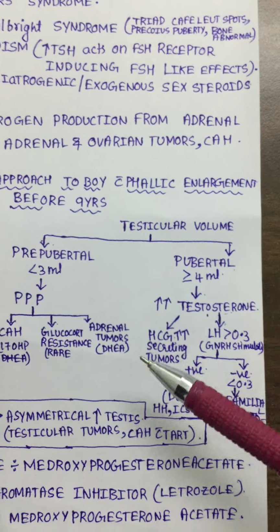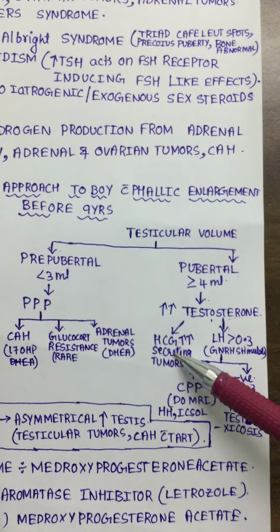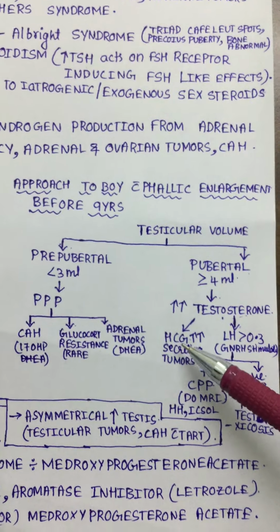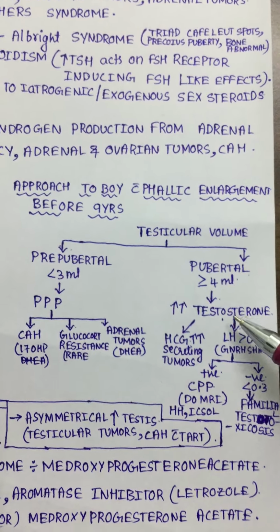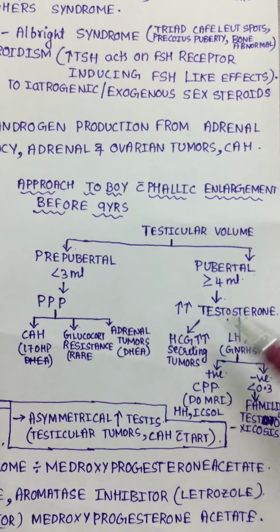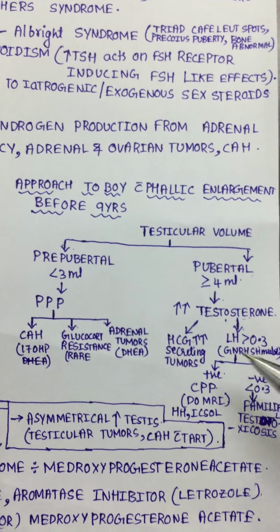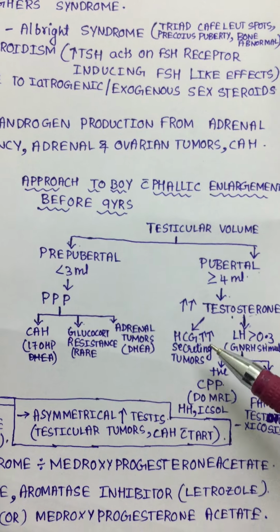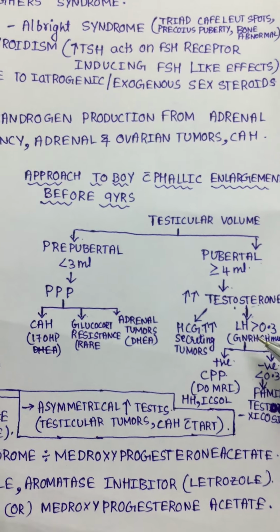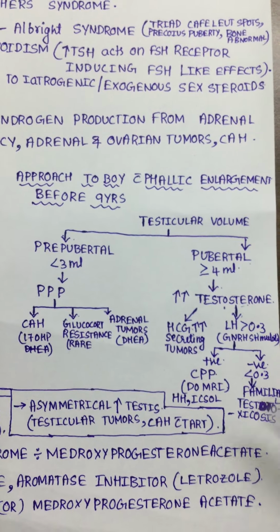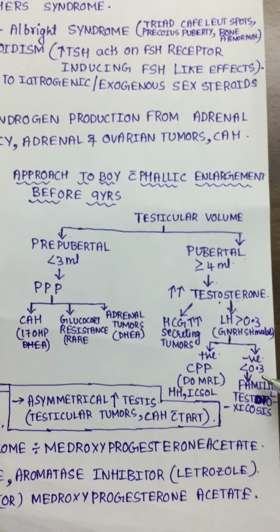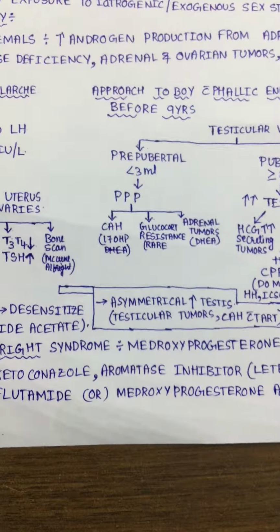So here testotoxicosis and these are the causes of peripheral precocious puberty, but the testicular volume is high in these two. That's why first we should check the testosterone levels. If it is high, HCG levels and LH levels should be tested. In HCG secreting tumors, HCG levels will be high. If LH is very high, then it is central precocious puberty, go for MRI. And if LH is less than 0.3, it's familial testotoxicosis.